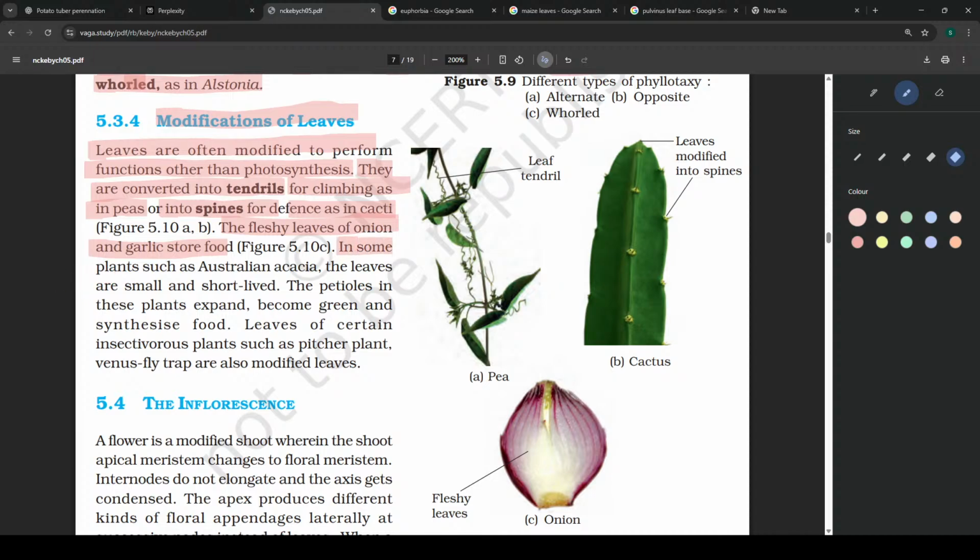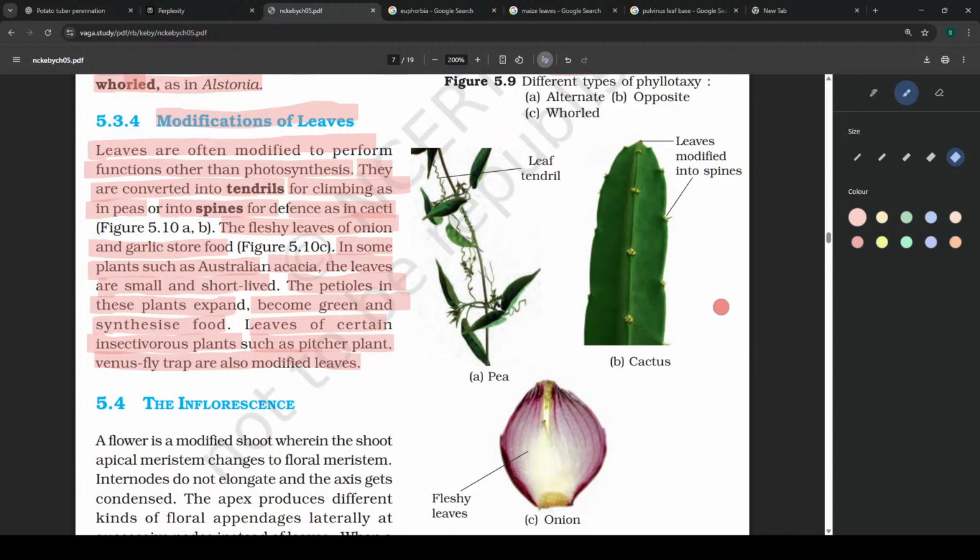In some plants, such as Australian acacia, the leaves are small and short lived. The petioles in these plants expand, become green, and synthesize food. This is called a cladode. Leaves of certain insectivorous plants, such as pitcher plant and Venus flytrap, are also modified leaves. There are many modifications given in a short paragraph.